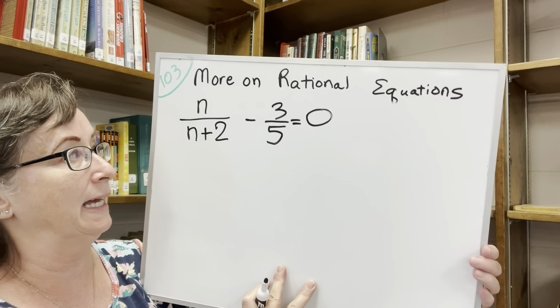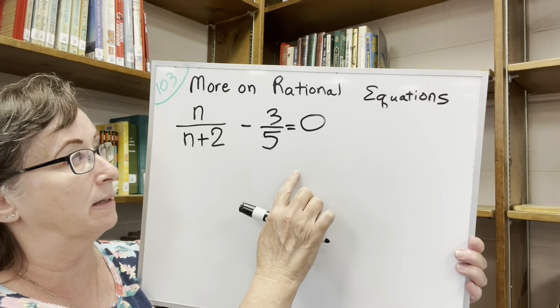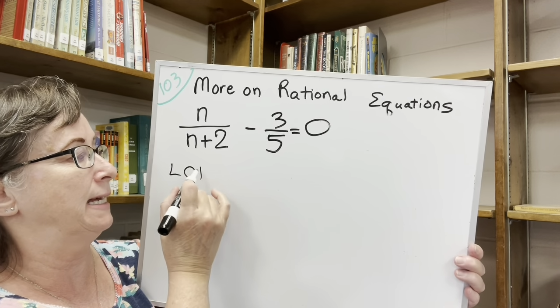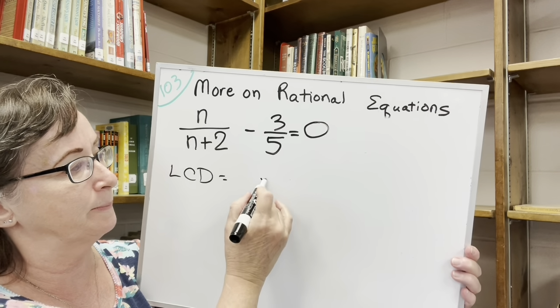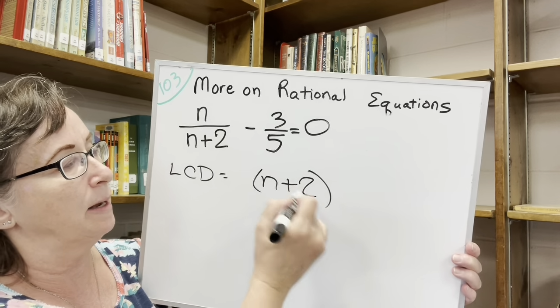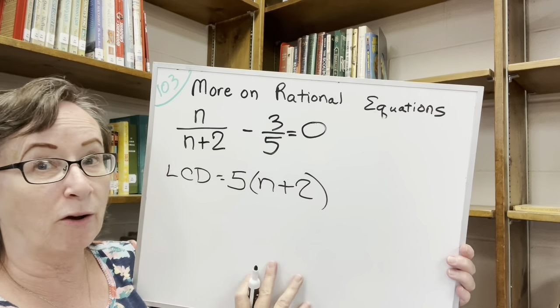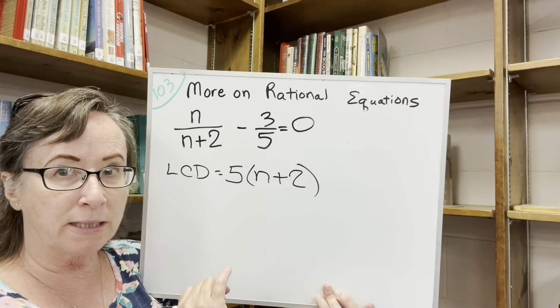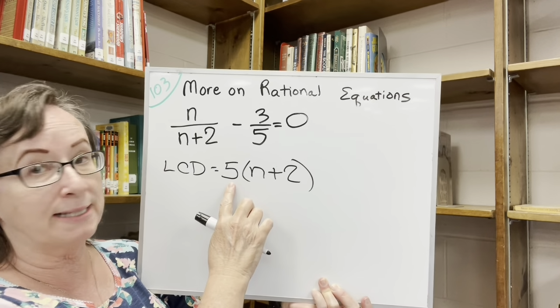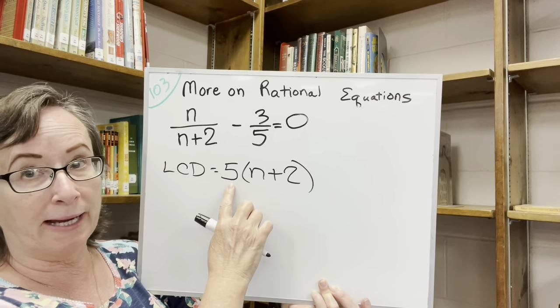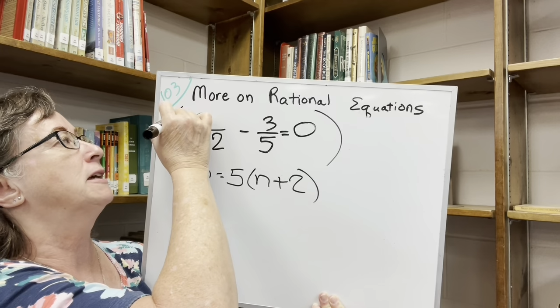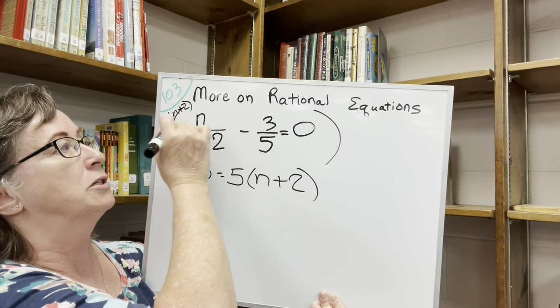Here is example 3. And we're going to first build our least common denominator. So we're going to say LCD must have an n plus 2 and must have a 5. Now, there are two ways to work this one, and I'm going to show you the other way in a minute also. We're going to use the least common denominator method. So now this is my LCD. I'm going to multiply both sides of the equation by 5 times n plus 2. So I'm going to try to write it real small. 5 times n plus 2, which is going to go all the way across.